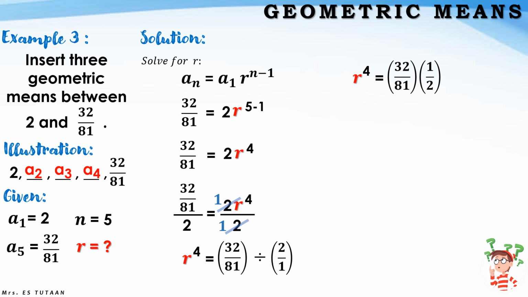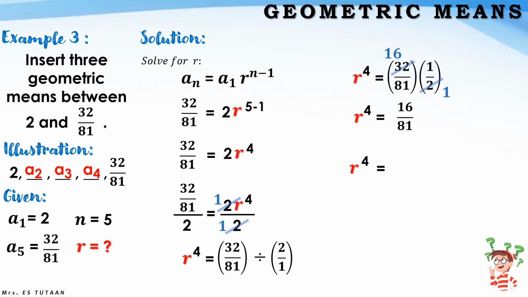And, kung meron pwedeng i-cancel, pwede na i-cancel para ma-shorten na ang ating solution. So, in this case, we can cancel 32 and 2, both divisible by 2. So, we have 32 divided by 2 is 16, 2 divided by 2 is 1. So, ang naiwan na lang ay 16 over 81.